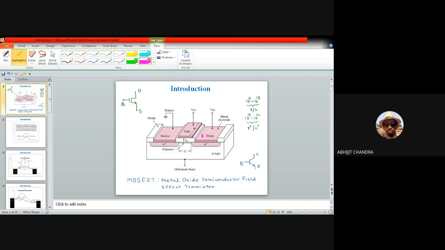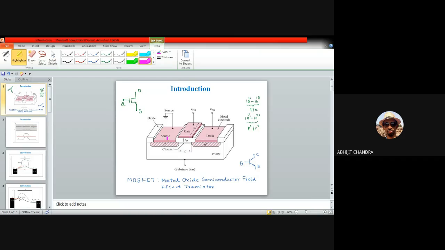Now, if I designate that this region is drain, eventually you will see that the operation of this MOS as an amplifier or as a switch can be accomplished by providing a positive voltage over here, making the source at the ground potential. That means the source is acting as a common terminal whose potential is equal to zero, and I'm applying a positive voltage over here. Say that voltage is equal to 3 volt, and I would like to use that device as an amplifier.